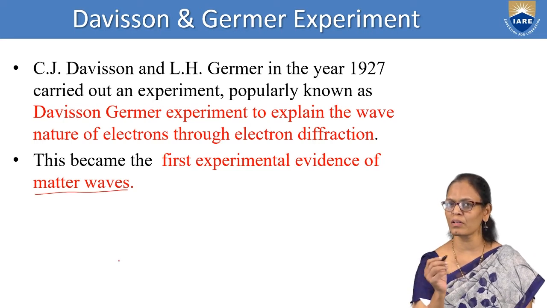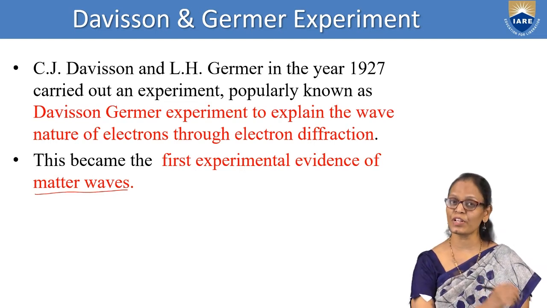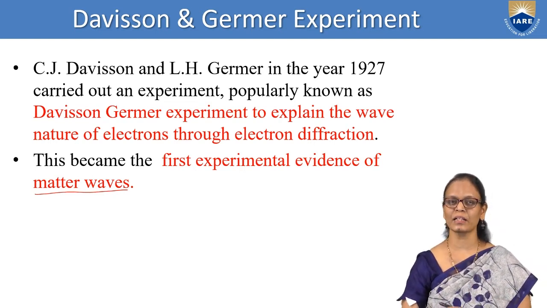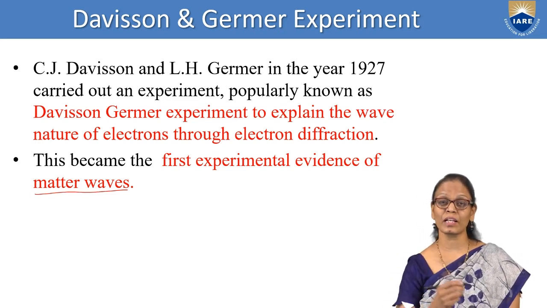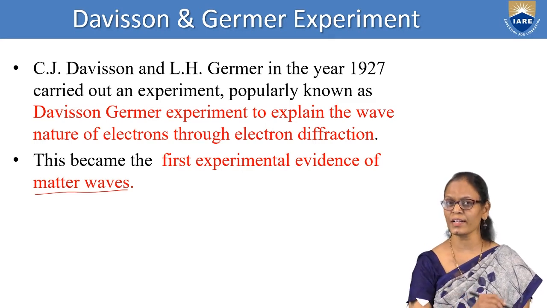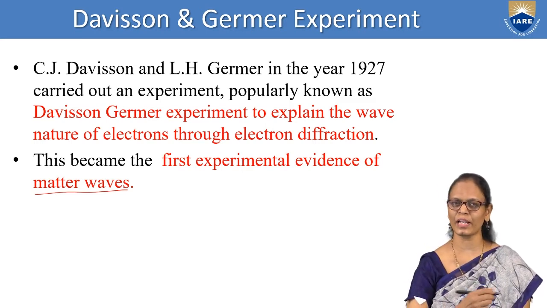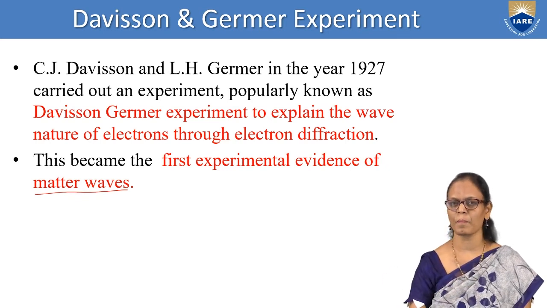So he did not think of proving the wave nature of electrons. He was doing some other experiment in which he observed that the electrons are undergoing diffraction. So he thought the same can be applied to understand the wave nature. So he continued doing experiments in that particular direction.